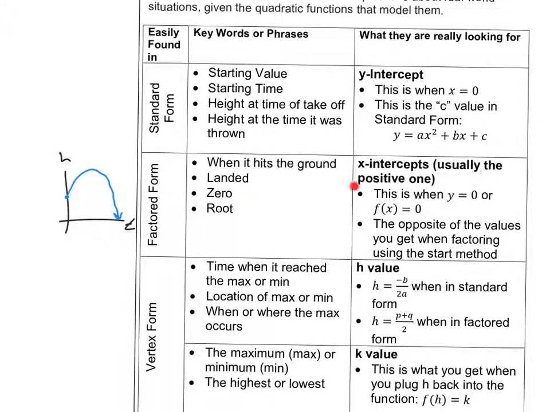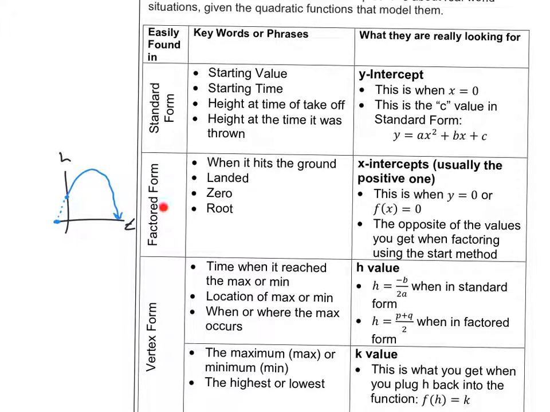And we typically care about the positive one because if you think about this graph, it does keep going and it has some negative 0. But when we're talking about a real-world problem, like a word problem, we're typically not going to care what's happening in negative time or negative space because we don't really think about that in the real world. But it does have some correlation to positive time or positive space. So we usually only care about this 0, the positive 0. So these are phrases you might see: when it hits the ground, when it lands. Maybe they're just going to straight up ask for the 0 or the root. These are all just ways of asking for the x-intercept. And this is, again, when you set y equal to 0 or f(x) equal to 0.